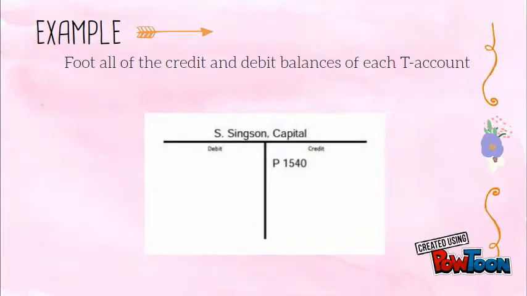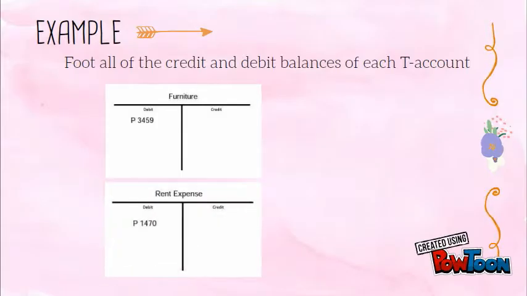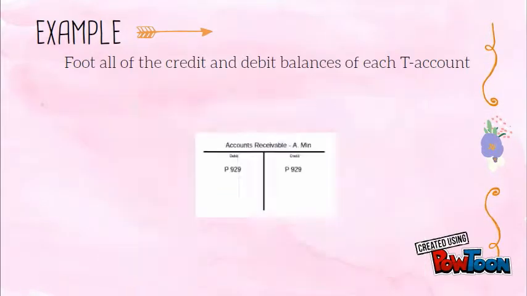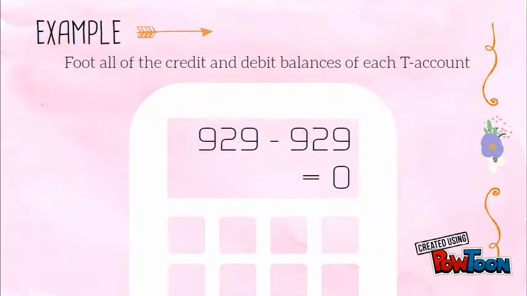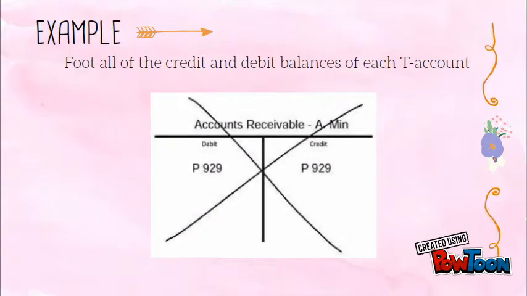The account titled S. Singson Capital is only one entry, so leave it as it is. The same goes for furniture, rent expense, service income, and notes payable. For accounts receivable, since the accounts under debit and credit are both 929 pesos, it will both equal to 0. Therefore, the whole T account will be cancelled.